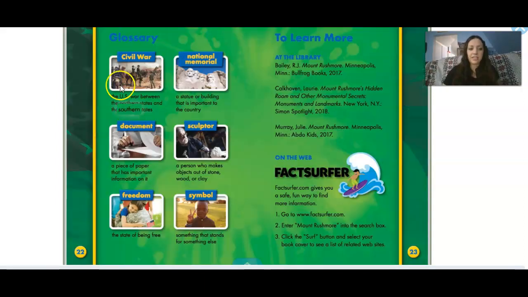And then we had a glossary, and it's just showing, so the Civil War, remember when we talked about Abraham Lincoln, is that war between the northern states and the southern states. A national memorial is a statue or a building that is important to our country. A document is just an important piece of paper. And then a sculptor, remember, is someone that's going to cut things out of and carve from stone, wood, and clay. Freedom is the state of being free, and a symbol is something that stands for something else.